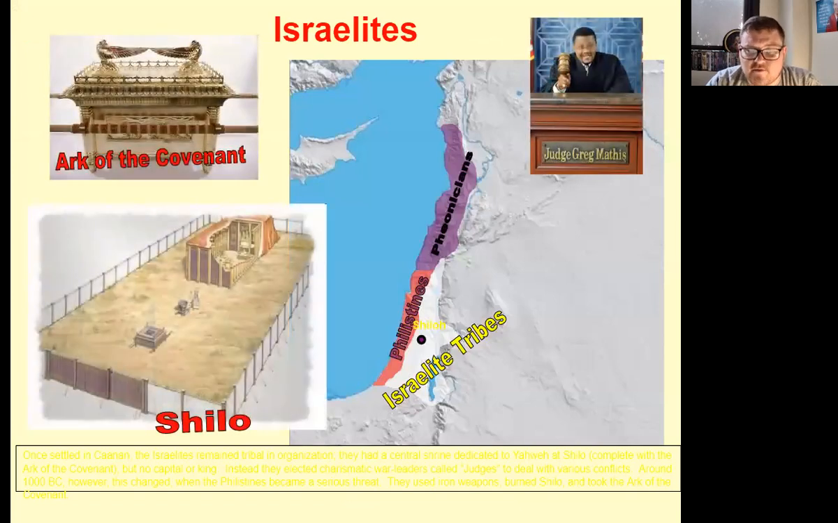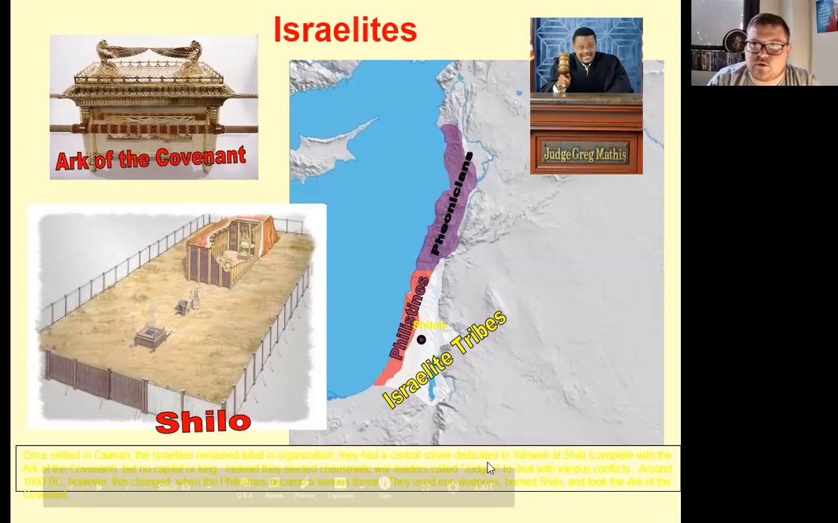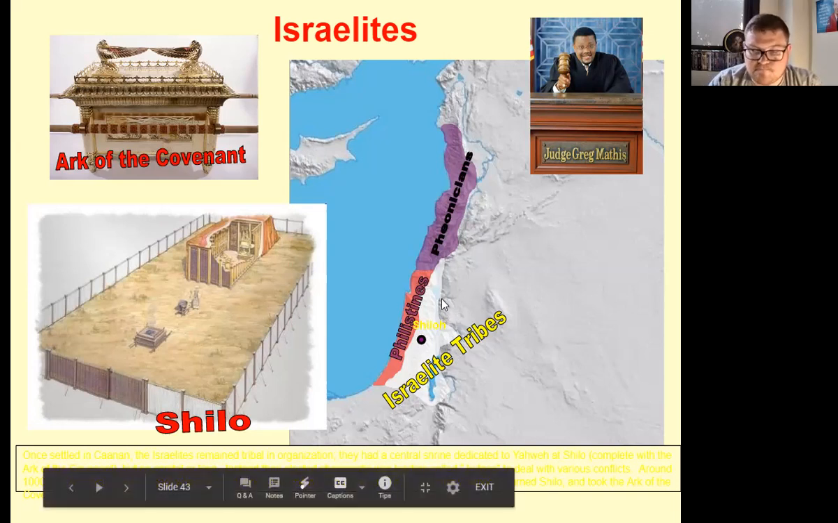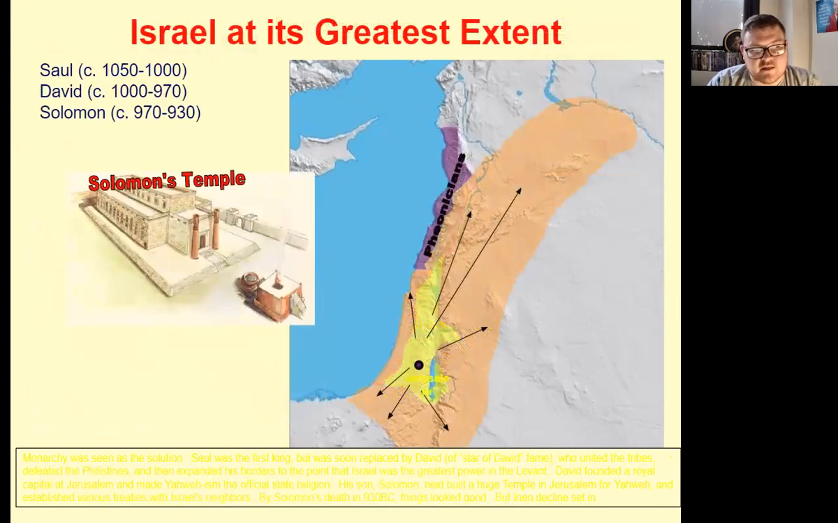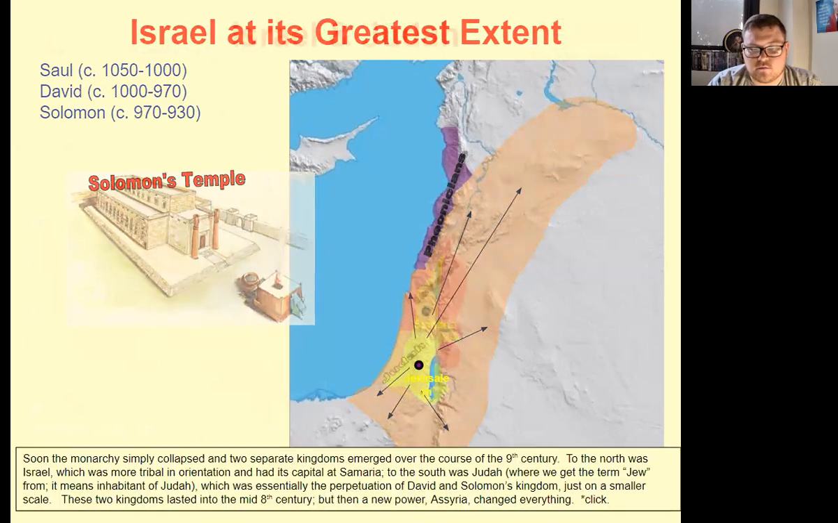So Israelites, the Ark of the Covenant, and Shiloh. This is kind of important right here. The Israelite tribes are next to the Philistines, right? So they're right over here, okay? We have David and Solomon. We have Solomon's temple. This is at their greatest extent, all of this in orange and in yellow.